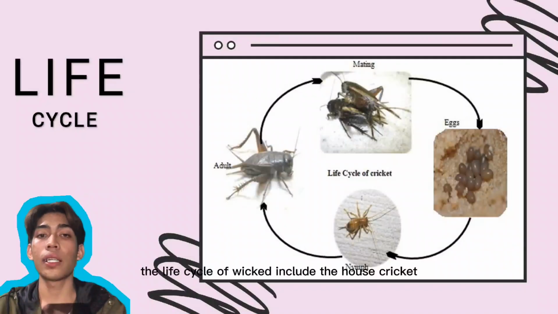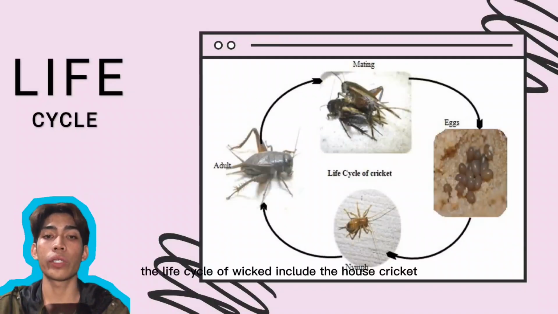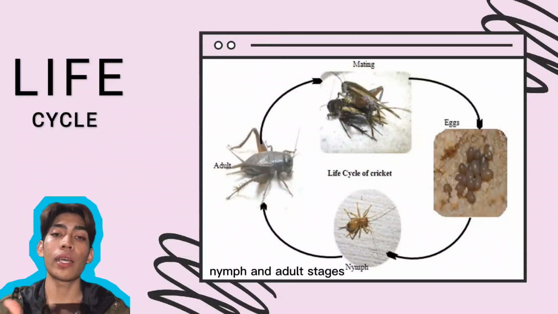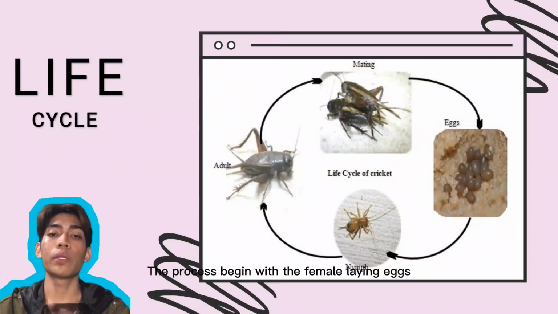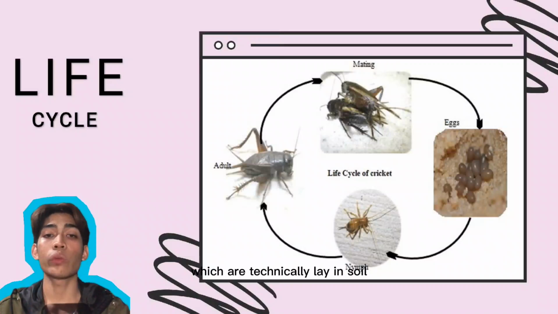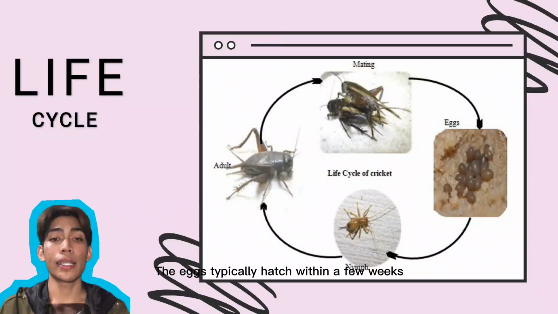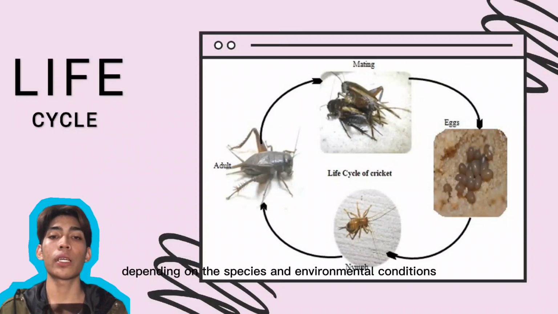Their life cycle. The life cycle of a cricket, including the house cricket, involves several stages of development, including the egg, nymph, and adult stage. The process begins with the female laying eggs, which are typically laid in soil or other suitable materials. The eggs typically hatch within a few weeks depending on the species and environmental conditions.